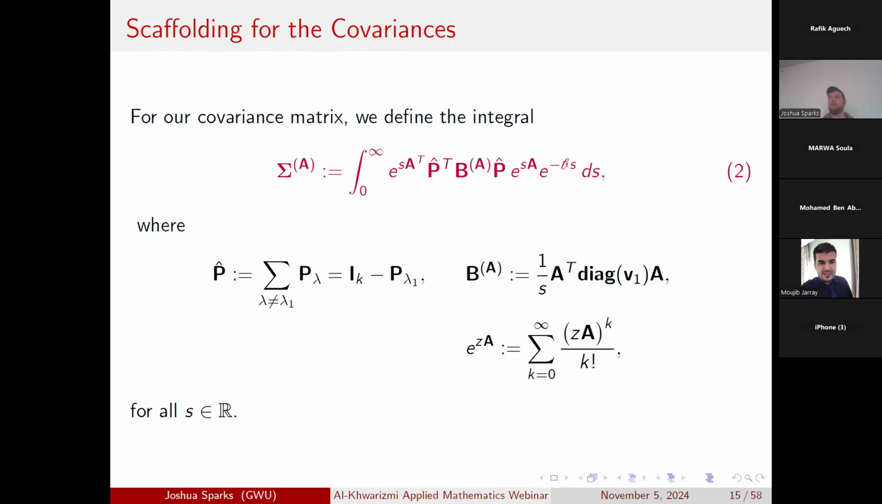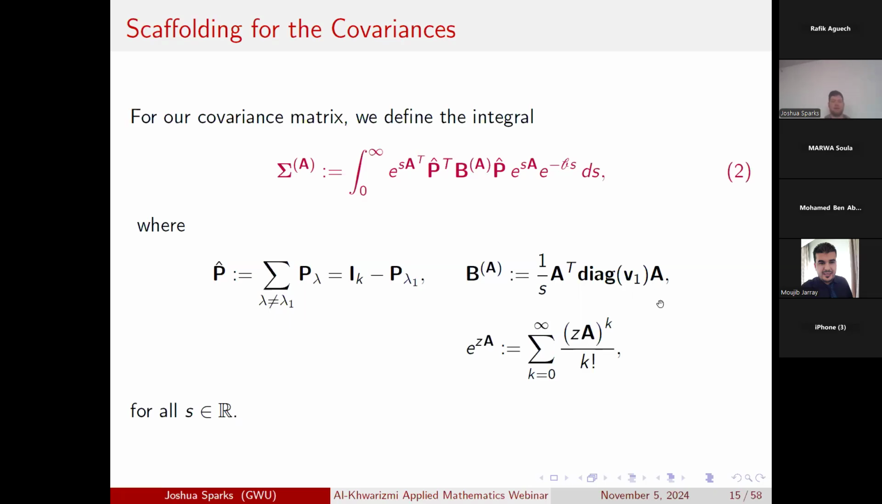For a covariance matrix, we can define the integral as such, where we eventually will have it be constructed through this idea of our projection matrix, but we also have what we call P hat, where it's basically the identity matrix minus the projection matrix associated with lambda one. We also have this B matrix, which is a function of our sample size S through core replacement matrix A, and then the diagonalization.